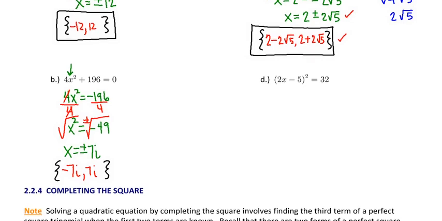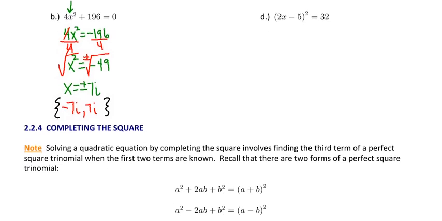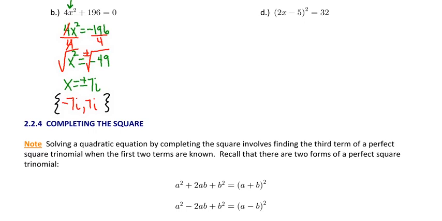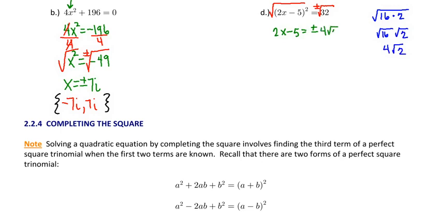Let's try one more example that we can solve with the square root property. In this case, the squared or quadratic part is already isolated. So we can begin solving by taking the square root of both sides, including the plus or minus on the right. So we have 2x minus 5 equals plus or minus. Now, working on the square root of 32, we can think of that as 16 times 2. And then break up our radical to obtain 4 square root of 2. So the square root of 32 is plus or minus 4 square root of 2.